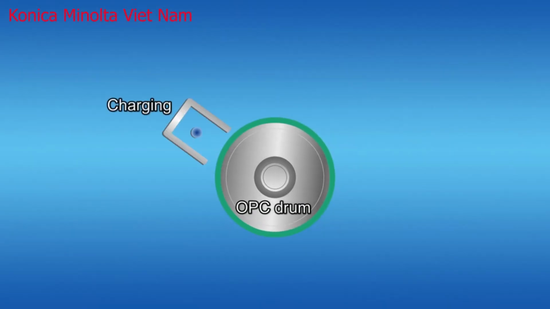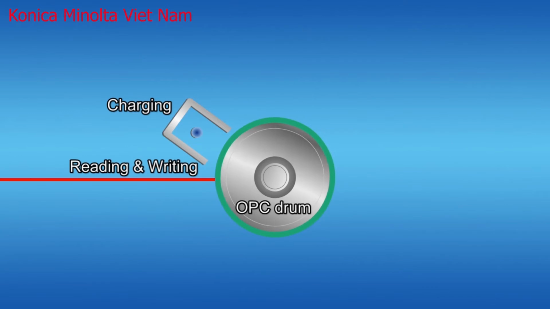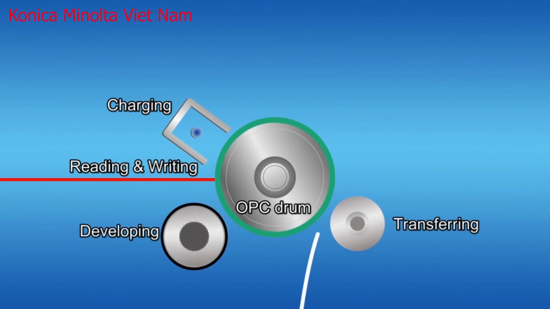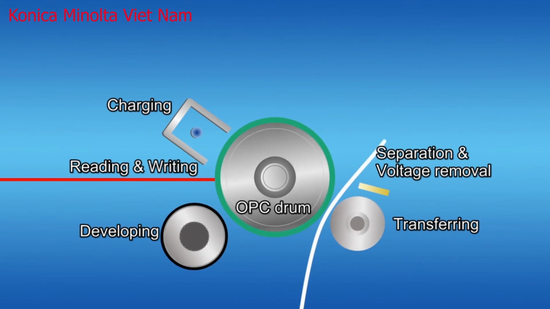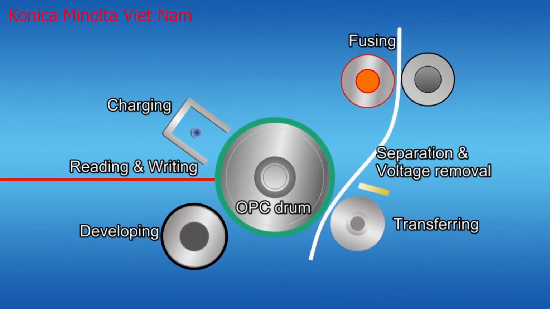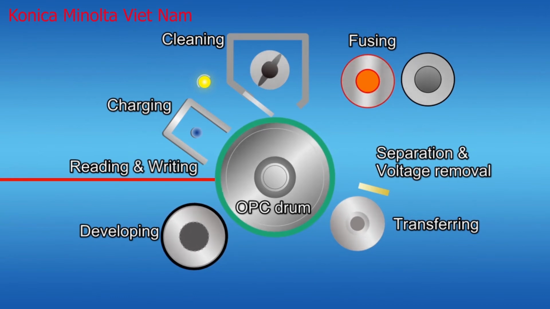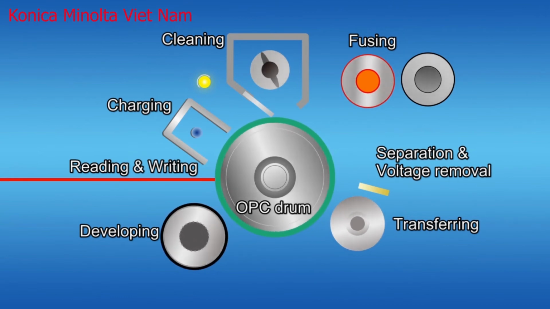Charging. Reading, writing. Developing. Transferring. Separation and voltage removal. Fusing. And cleaning. These processes are skillfully coordinated in a short time that the drum makes a single round. In this way, beautiful copies are created.